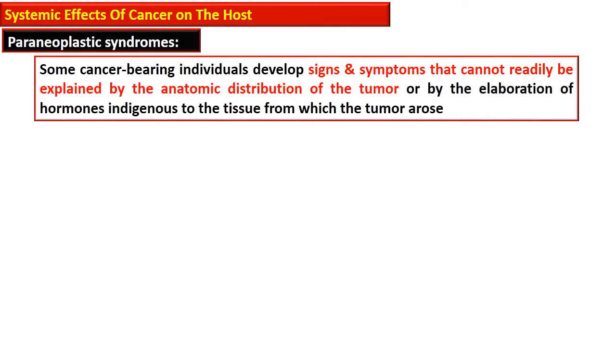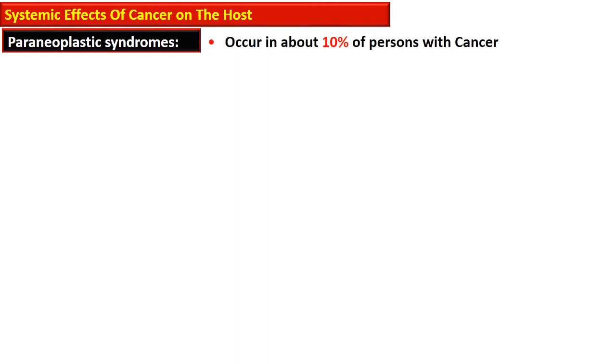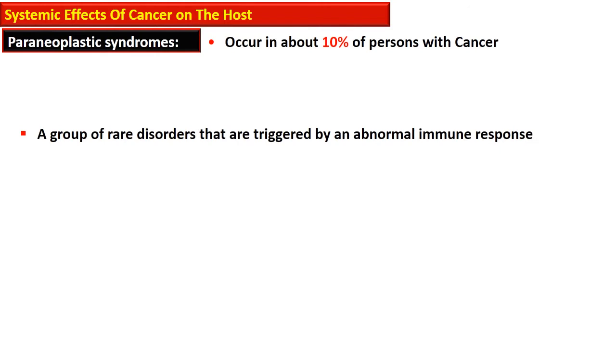Earlier we have studied the local effect of a tumor. These paraneoplastic syndromes can be termed as a remote effect of the tumor. They occur in 10% of the person with cancer, and these are a group of rare disorders that are triggered by an abnormal immune response.